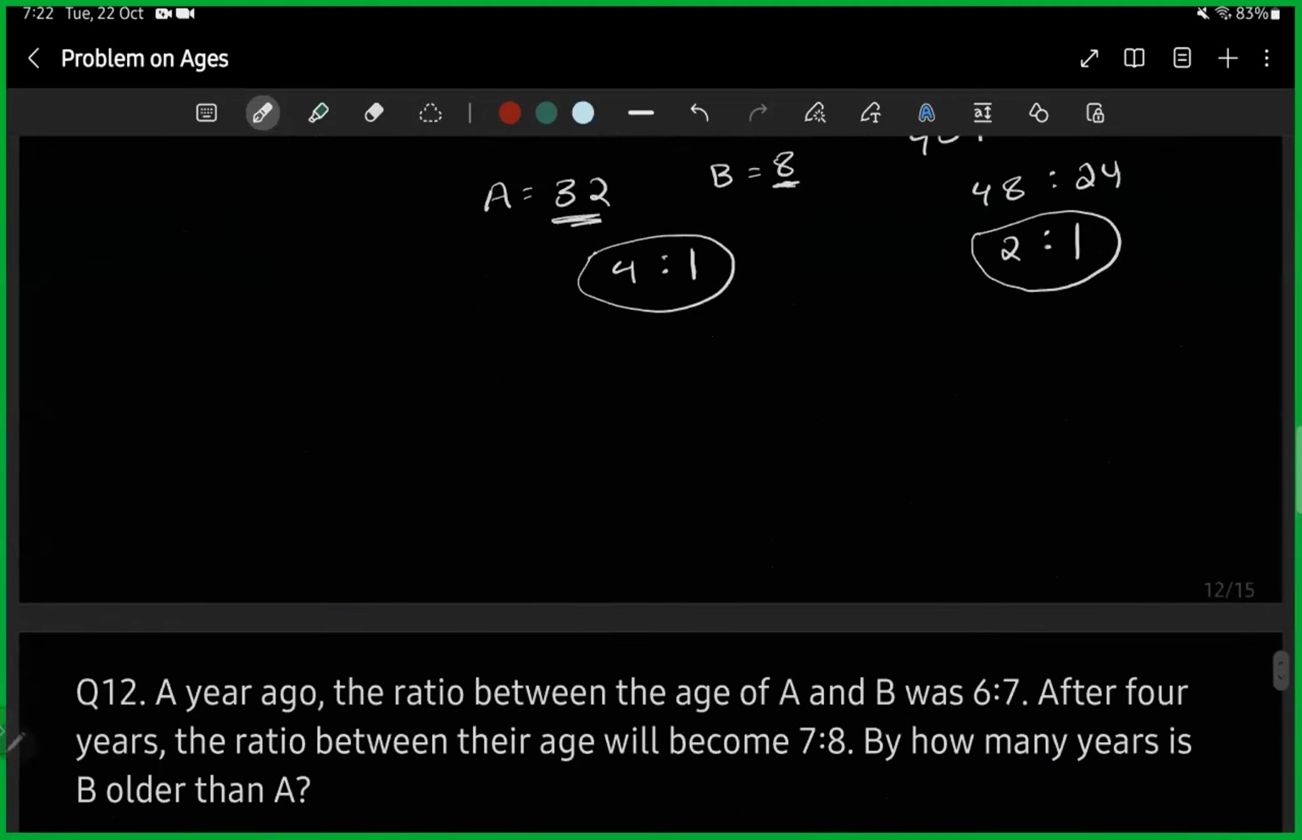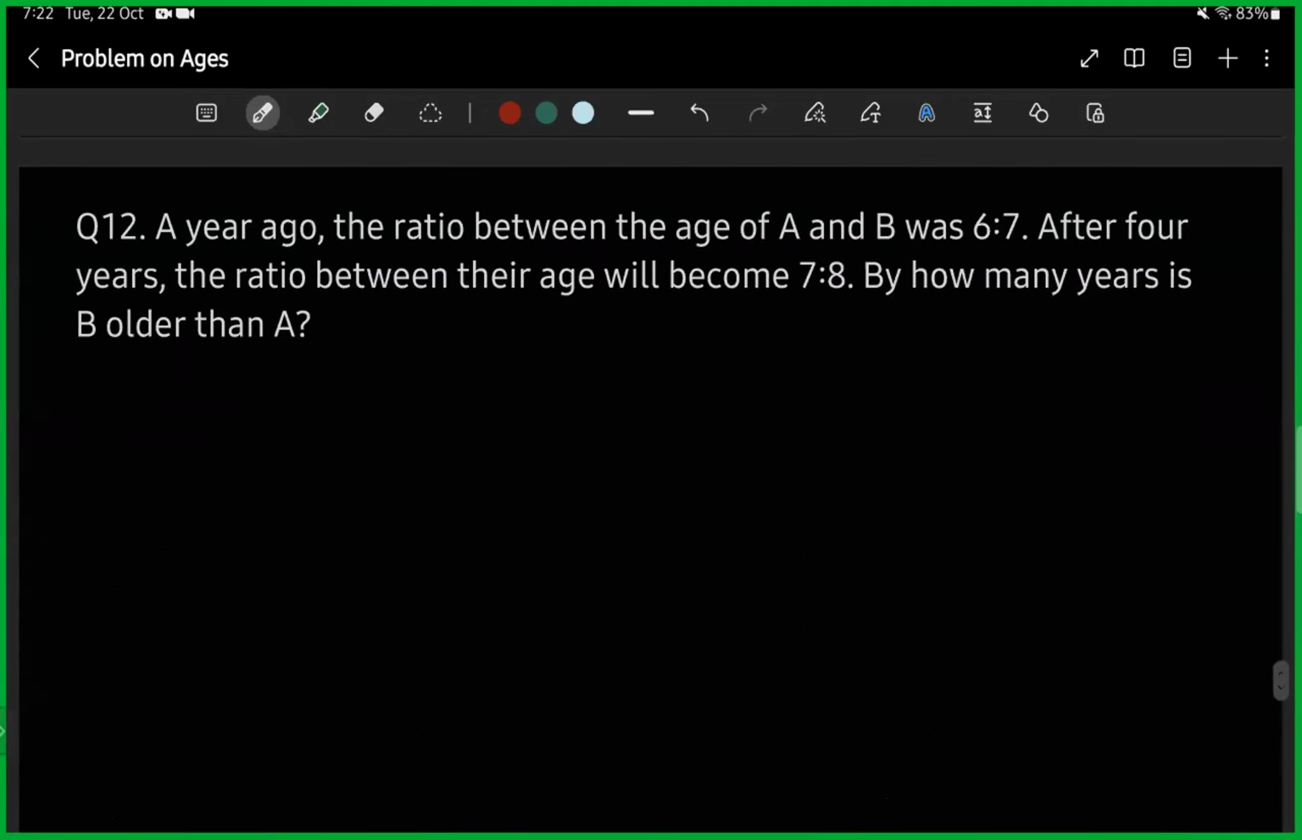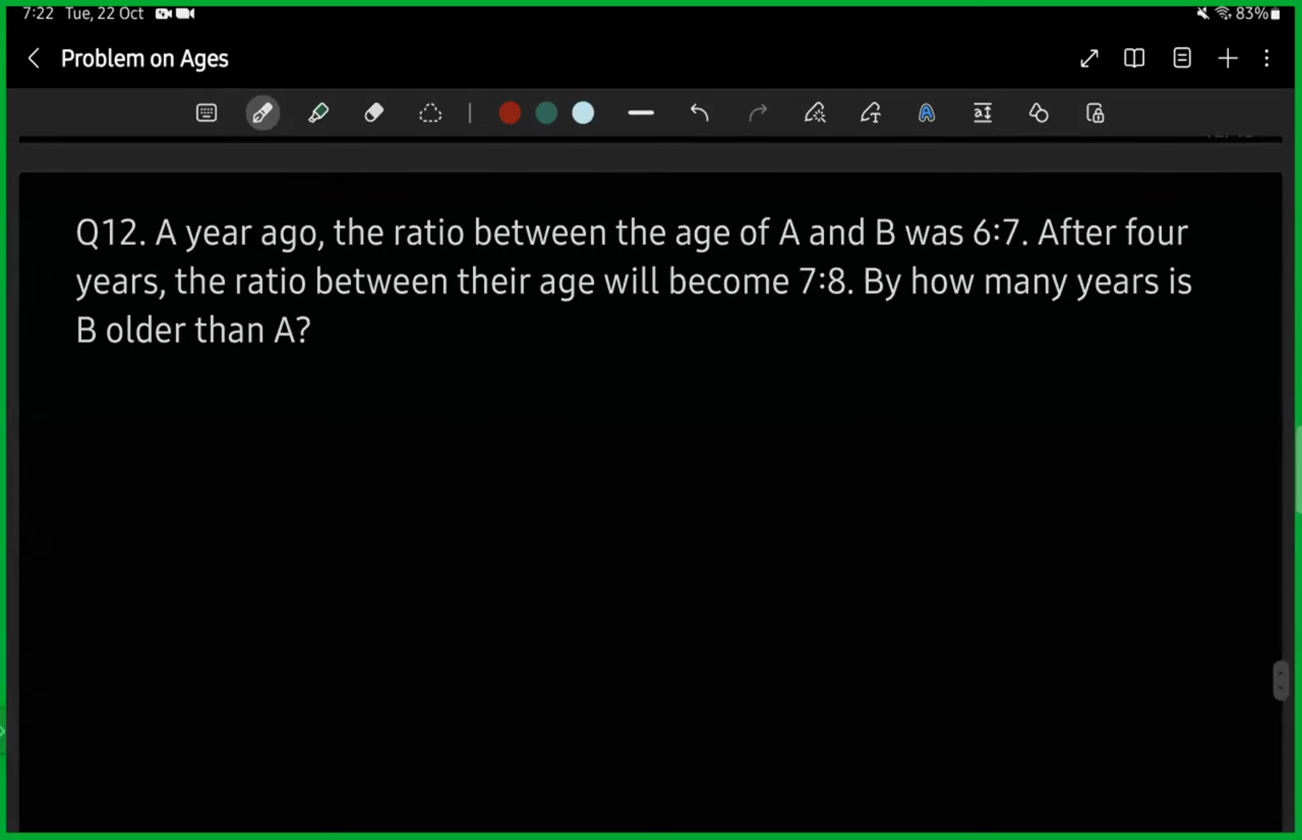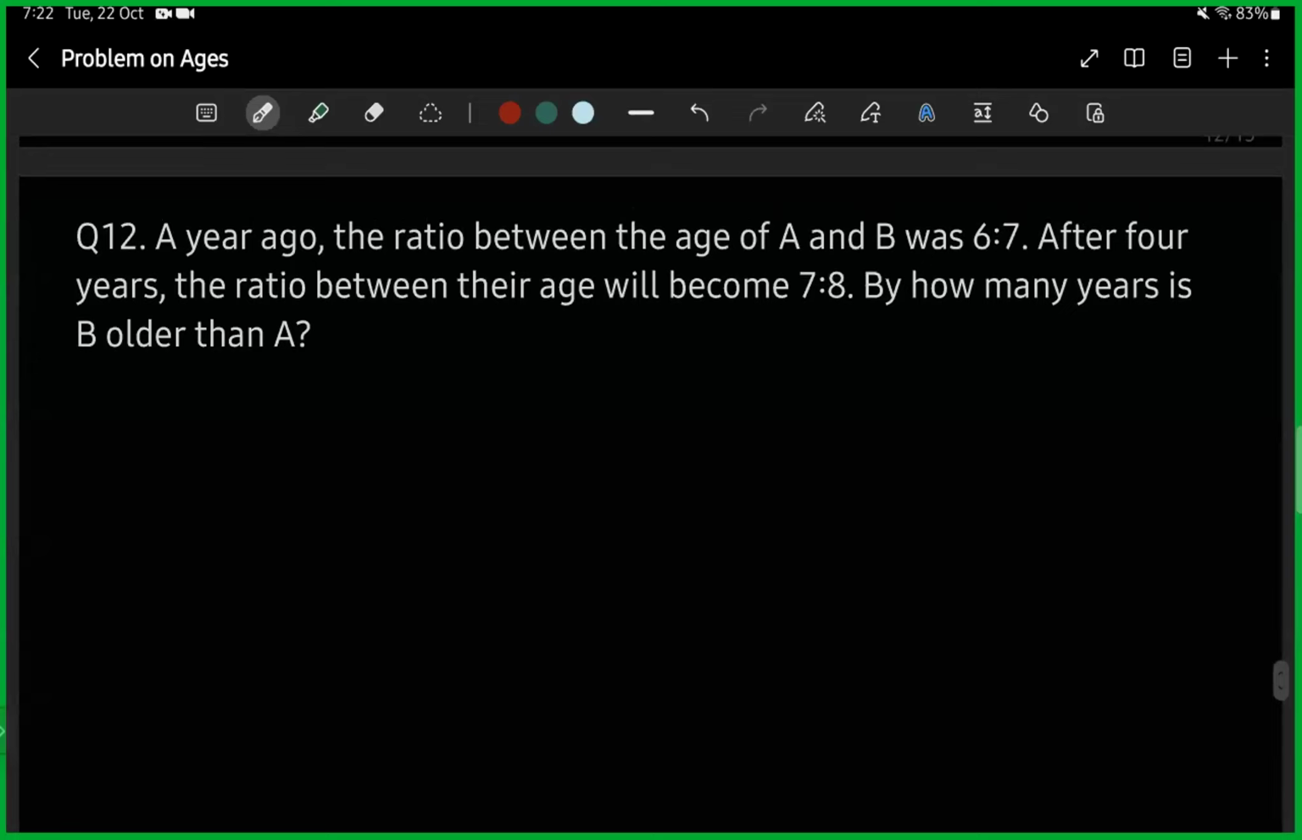Moving on to the next question. A year ago, the ratio between the age of A and B was 6:7. After 4 years, the ratio between their ages will become 7:8. By how many years is B older than A? I'll give you a minute to write this question as a mathematical expression. If anyone is done, you can unmute yourself and tell me the mathematical expression for this question.